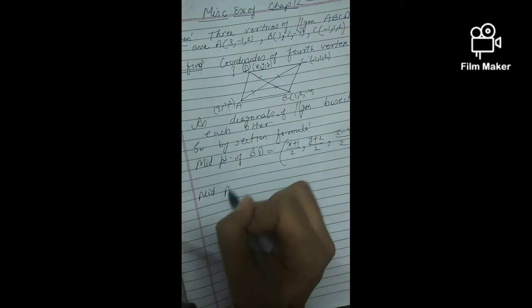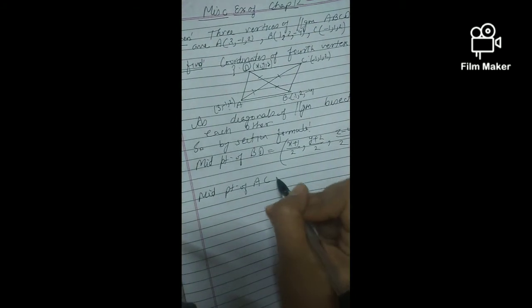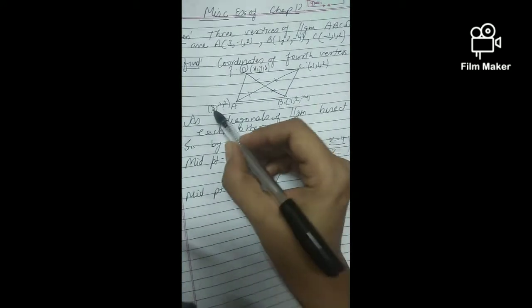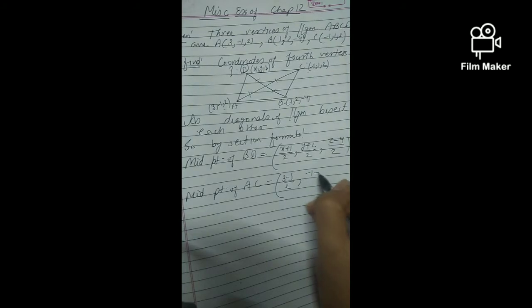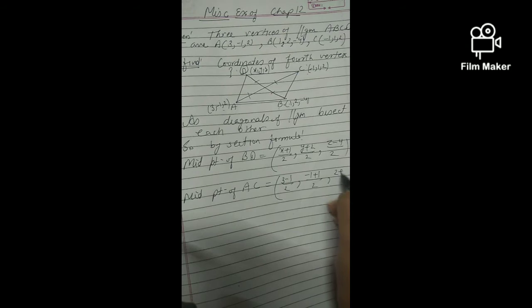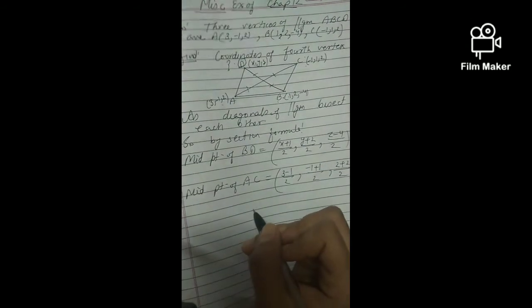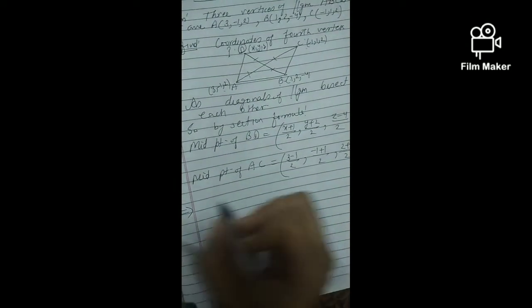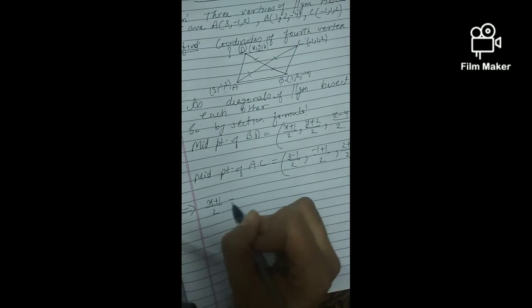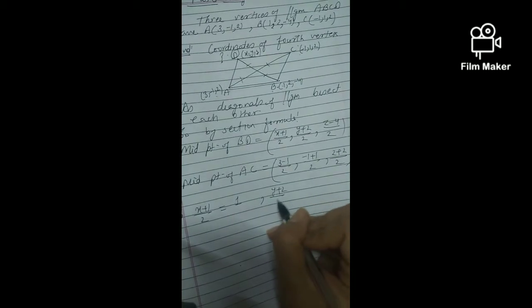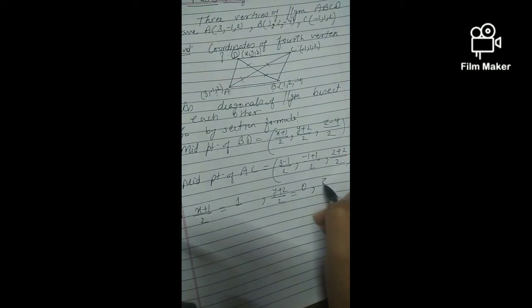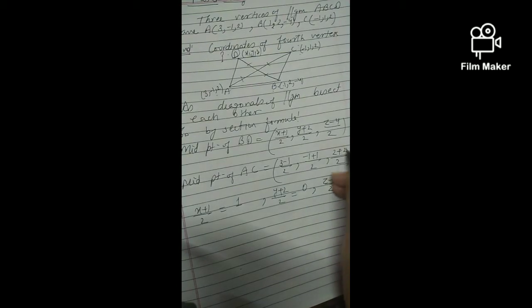Similarly, we will find the midpoint of AC. The midpoint of AC will be 3 minus 1 divided by 2, -1 plus 1 divided by 2, and 2 plus 2 divided by 2. When we compare these two, x plus 1 by 2 equals 2 by 2, that is 1. Then y plus 2 divided by 2 is 0. Z minus 4 by 2 is 2 plus 2, 4, 4 by 2 is 2.